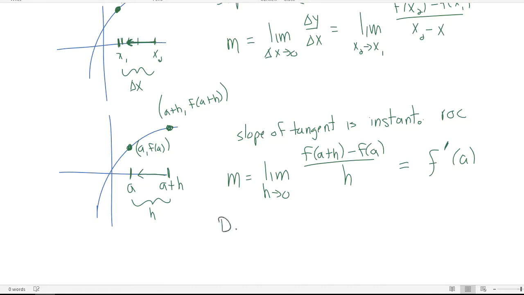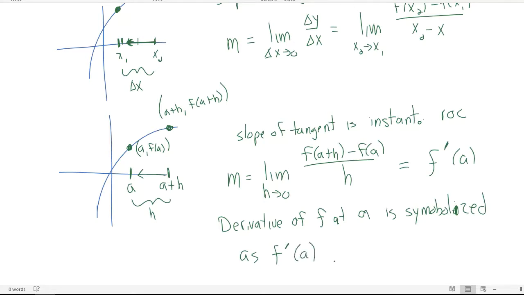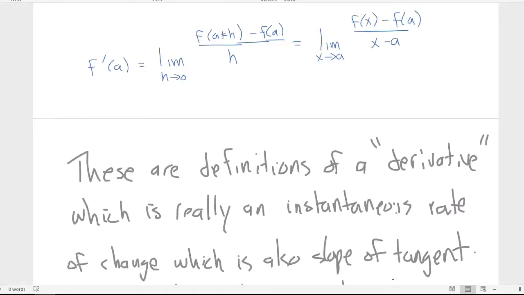So the derivative of f at a is symbolized as f prime at a. And again, it is the slope of the tangent and the instantaneous rate of change. So the slope of the tangent is the instantaneous rate of change, which is the derivative of f at x equals a.